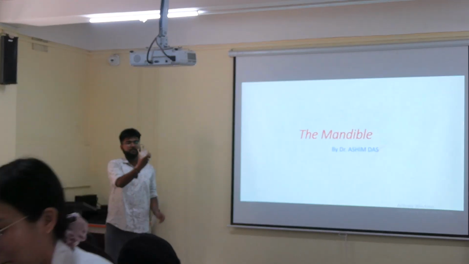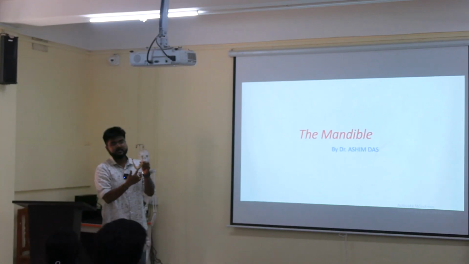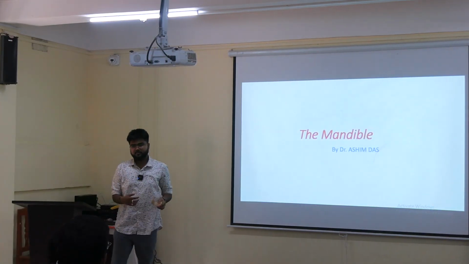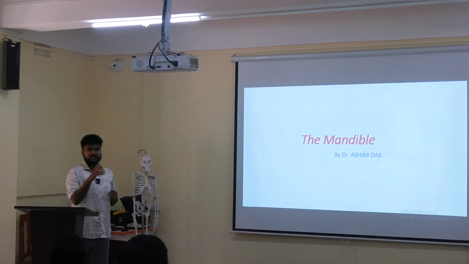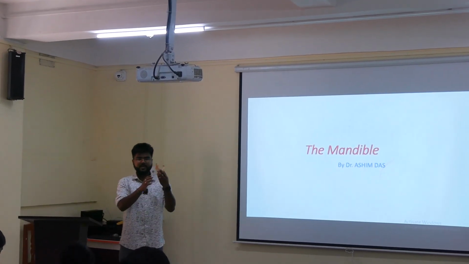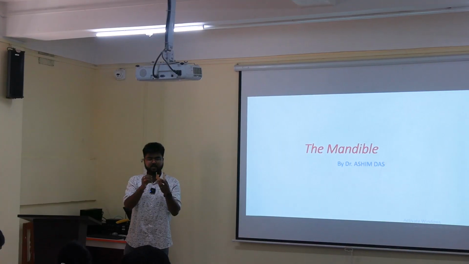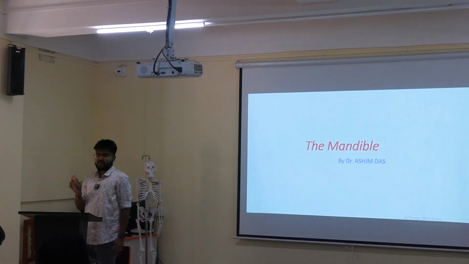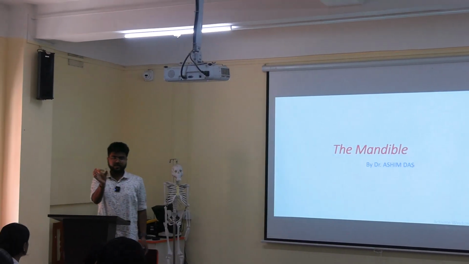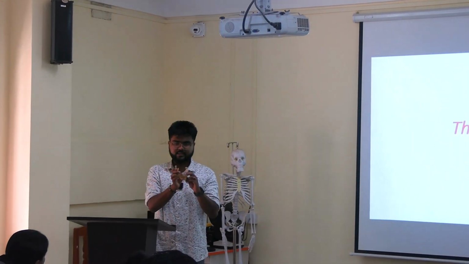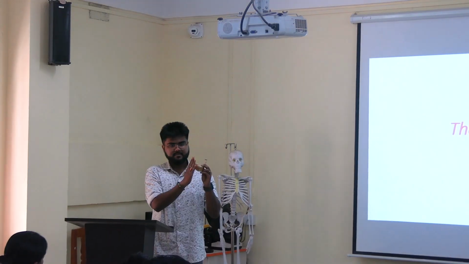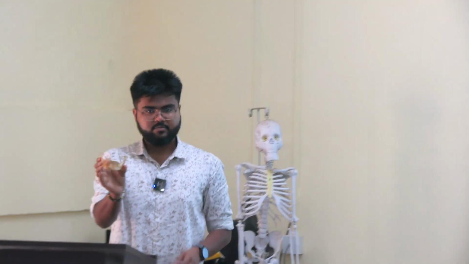Always remember the body is which shape? This is U shape or horseshoe shape. And the ramus are two in number, right side and left side. The anatomical position is like this only. Always remember the body is horizontally present and the ramus is vertically present. So this is the anatomical position mainly.